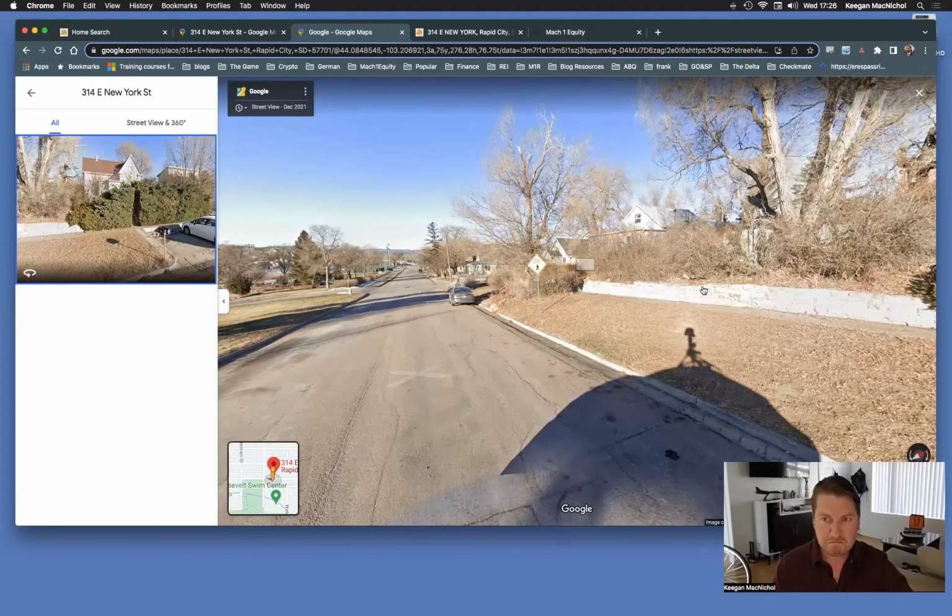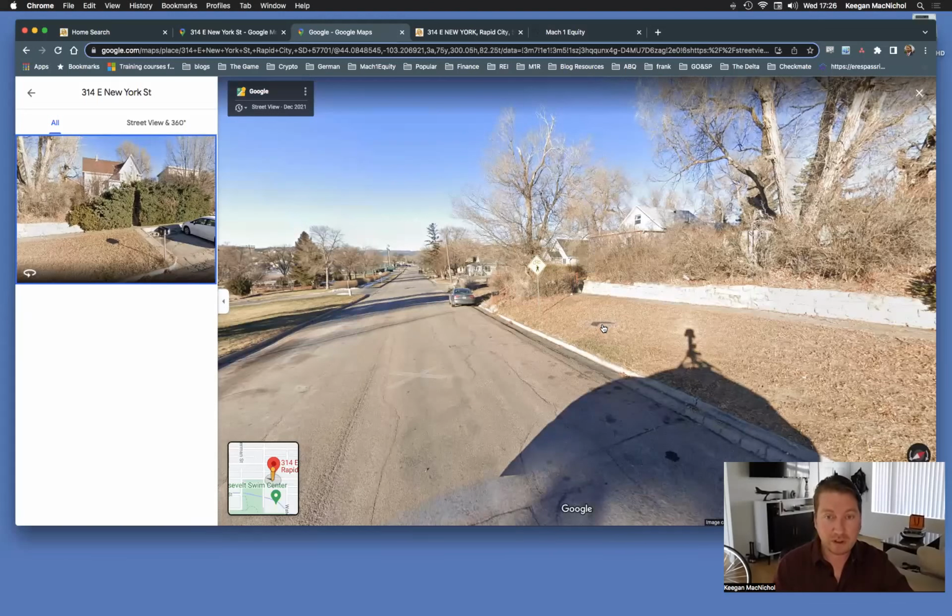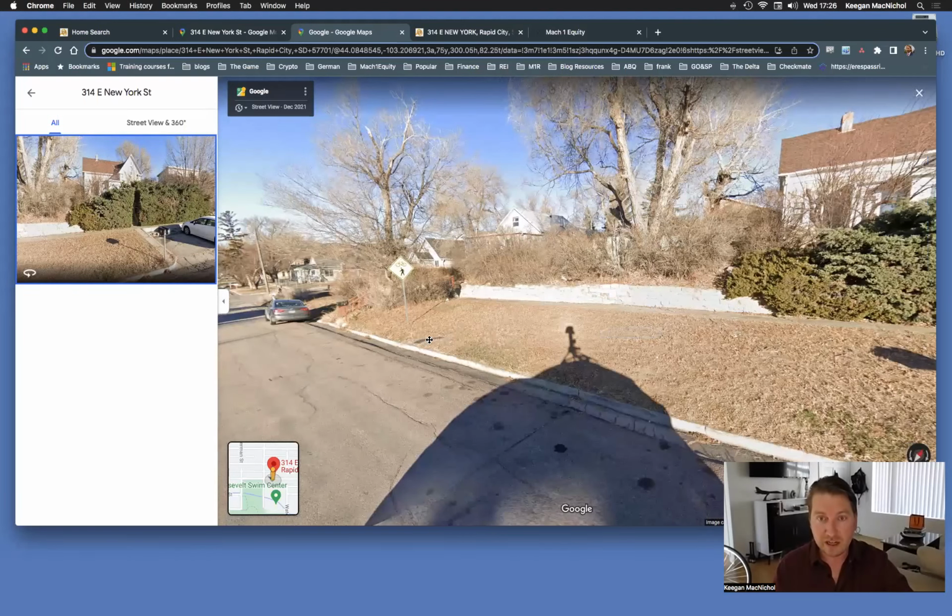So again, not the best landscaping. Now, one thing to take note is this Google map is December 2021. So this is your winter landscaping when everything's dead, right? So what does this stuff look like in the summer? Maybe it looks a lot better in the summer. I don't know, or the spring. So, just something to keep in mind, right?